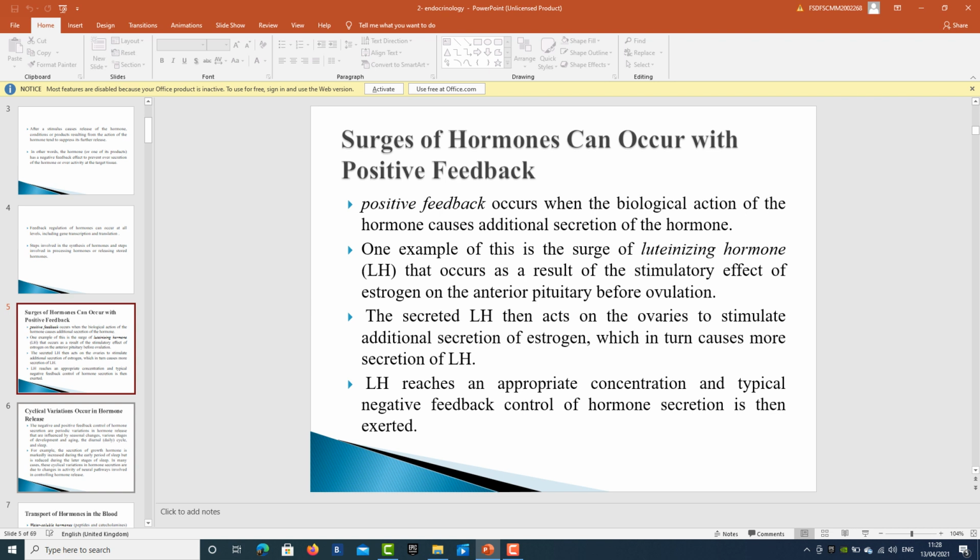The secreted luteinizing hormone then acts on the ovaries to stimulate additional secretion of estrogen, which in turn causes more secretion of luteinizing hormone. Luteinizing hormone reaches an appropriate concentration, and typical negative feedback control of hormone secretion is then exerted.